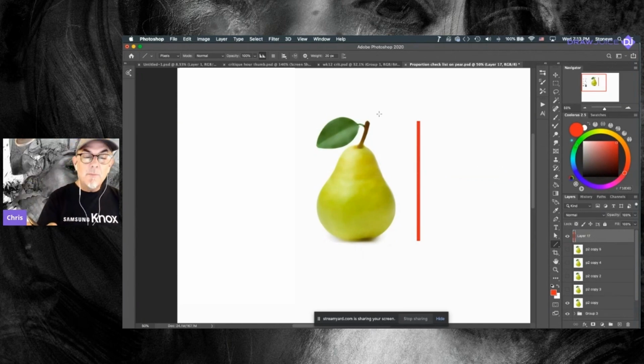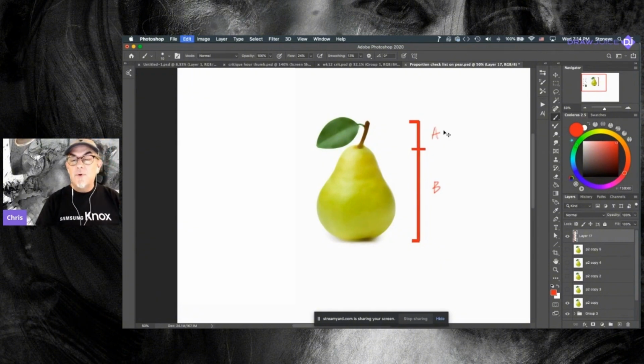But if we look at this proportion thing and we take the whole from top to bottom, and then we look at the relationship of the stem connecting to the pear, right? It's about there. And then that stem to the rest of the body of the pear is B, right? So there's A, there's B. Okay. Pretty simple, right? So we're just checking things.